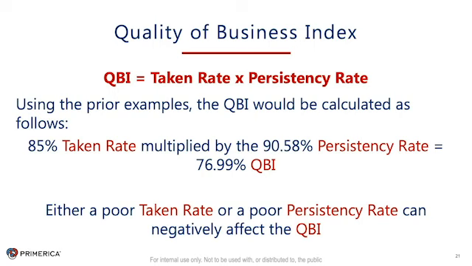If you had that 85% taken rate and you multiplied that times your 90.58% persistency rate, then you come up with a 76.99% QBI. But I will warn you once again, it's not about the QBI. You need to go underneath and see what's going on with your taken rate and what's happening with your persistency. It's important for you not just to understand how to submit business on the front end, but also to make sure you're tracking your efficiencies on the back end.